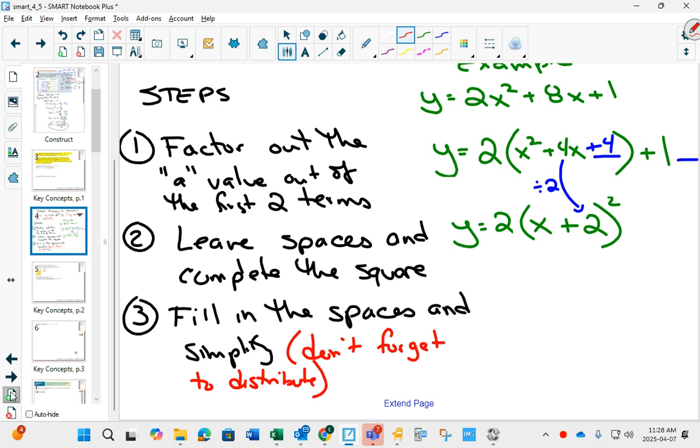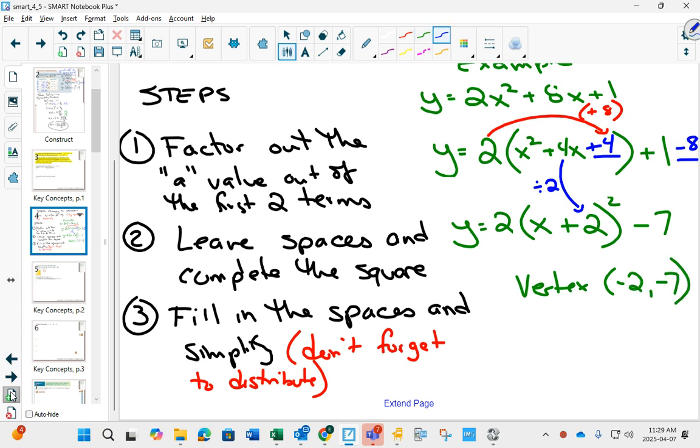Don't forget to distribute, because by adding that 4 there, the number one mistake is people would put a minus 4. But you haven't actually added 4. That 4 got hit by the 2. You've actually added 8. So to compensate, I need to subtract 8. And then simplifying, and now I have the standard form.